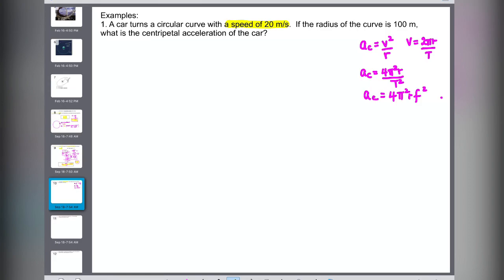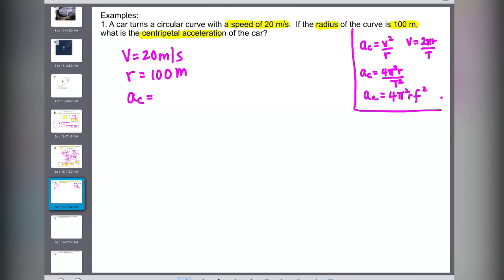Okay, so a car turns a circular curve at a speed of 20. If the radius is 100, calculate centripetal acceleration. So they give you speed and they give you radius and they're asking for a_c. So we wrote the equation out on the side. So it will be the first equation that we're using. So 20 squared over 100.